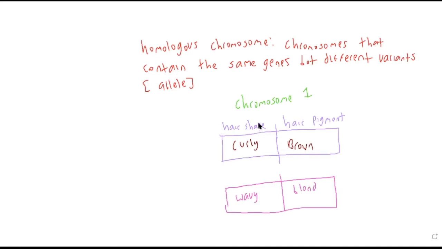Now, both of your chromosome 1s, one from mom and one from dad, have the same genes, hair shape and hair pigment, but they have different versions of them. We call these homologous chromosomes because they have the same genes, just different versions of them.